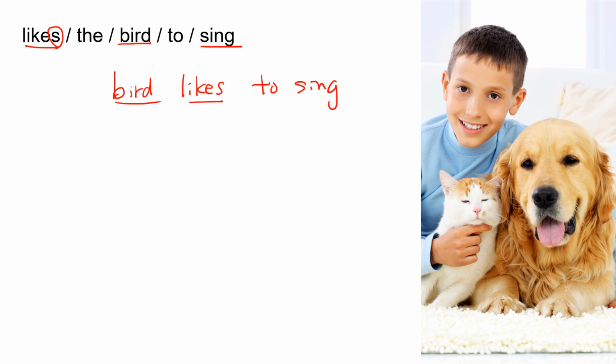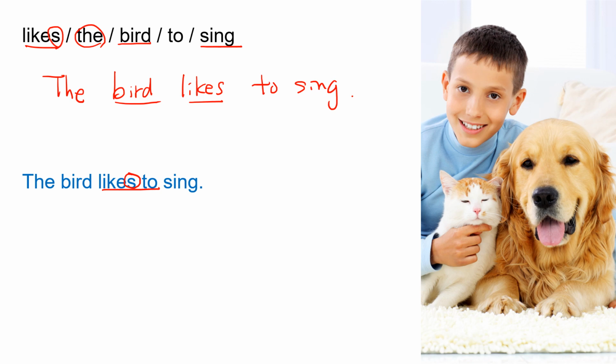Bird likes to sing, and then we can use the definite article in front of the noun. The bird likes to sing. So let's put this together.